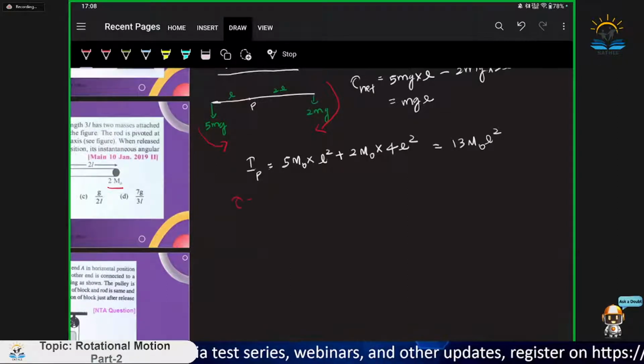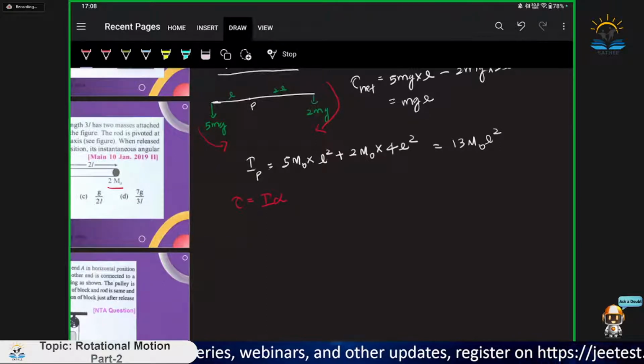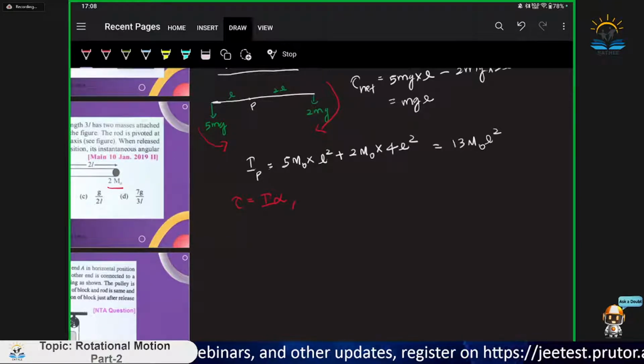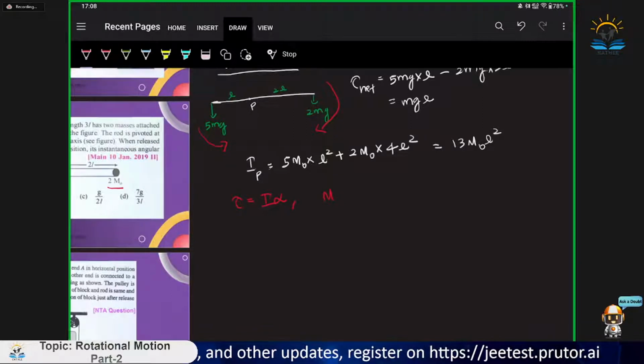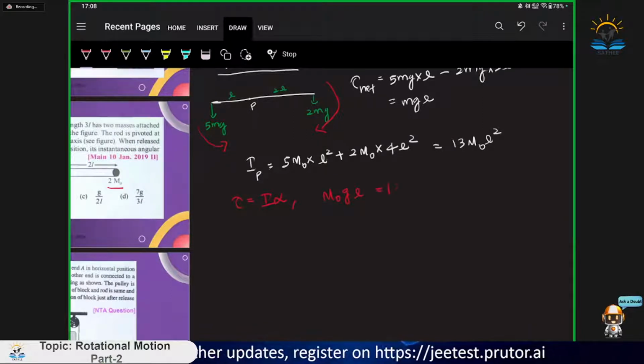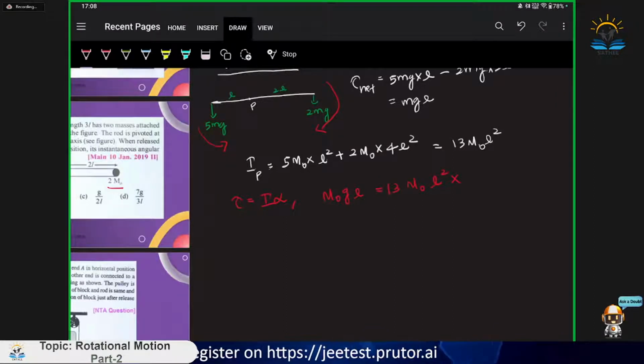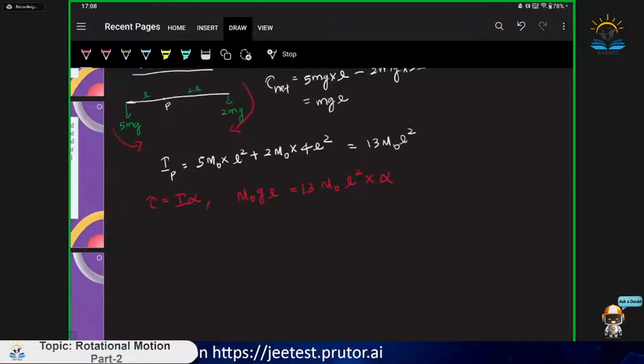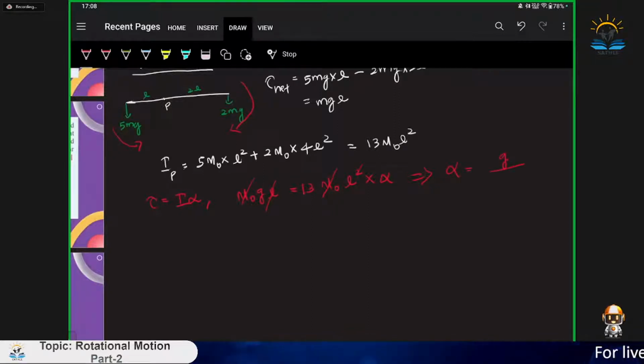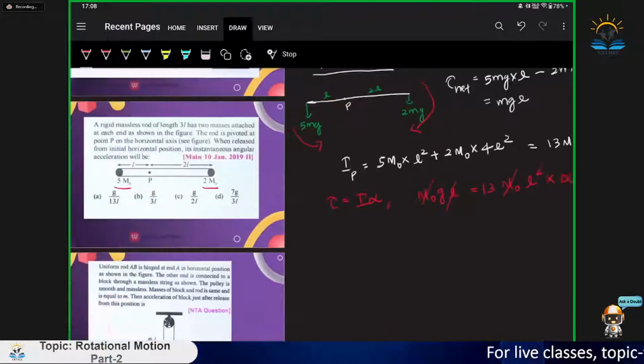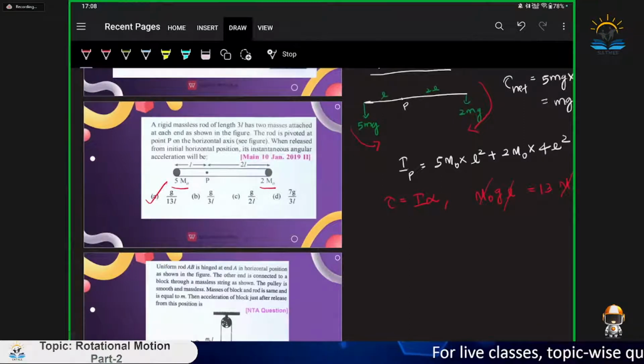So next we can apply tau equal to I alpha, that is m0 into GL equal to 13m0L square into I into alpha. So alpha will be, m0 we can cut, L we can cut, alpha equal to how much? G divided by 13L. So option A will be the correct answer.